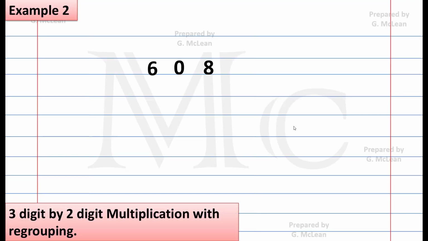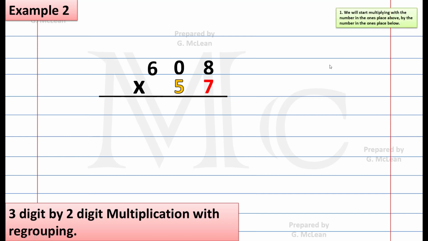Example 2. Still 3-digit by 2-digit with regrouping. 608 multiplied by 57. You notice my numbers are color coded. Well, of course, when you do your work, you have color crayons, but this is to help guide you. All right? Okay, let's go. Again, the steps. Start multiplying by the number in the ones house here, by numbers in the ones house up here, followed by 10 and the hundreds.